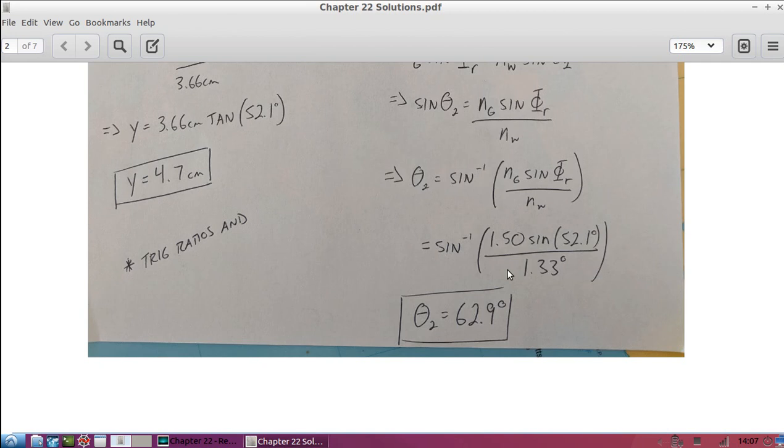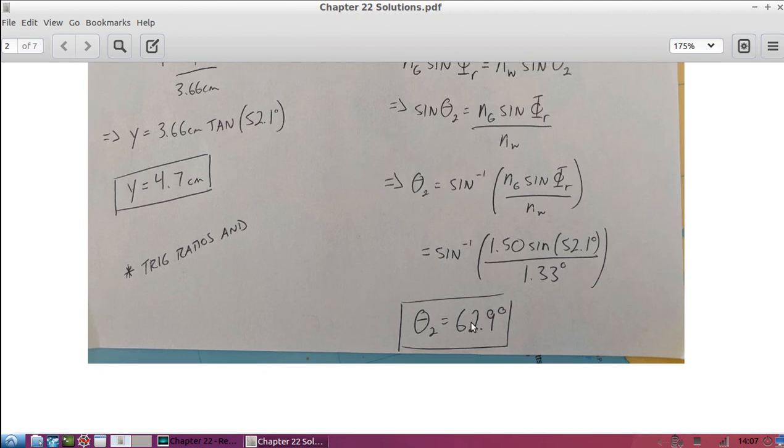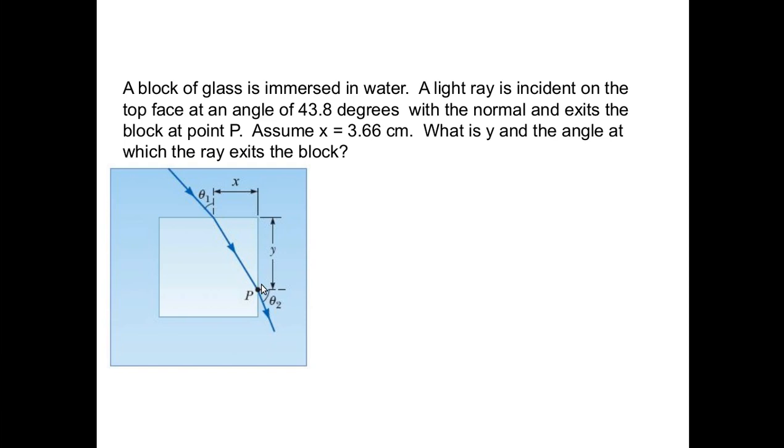So I substitute my values in, 1.5 for glass, 1.33 for water, 52.1 degrees for my new incident angle, and I have a final refracted angle of 62.9 degrees. 62.9 degrees from a line normal to the surface. Subtract that angle from 90, you get this angle. If you want to talk about it in terms of this angle, phi sub 2, alpha sub 2, whatever you want to call it, you can do that too. Just take theta 2's complement, and then that's that angle right there.